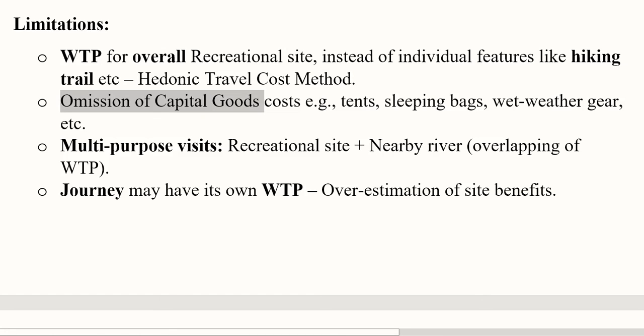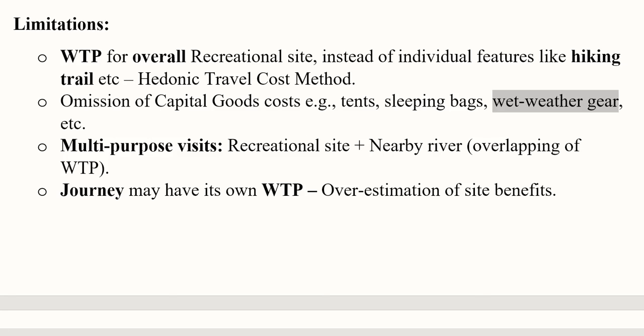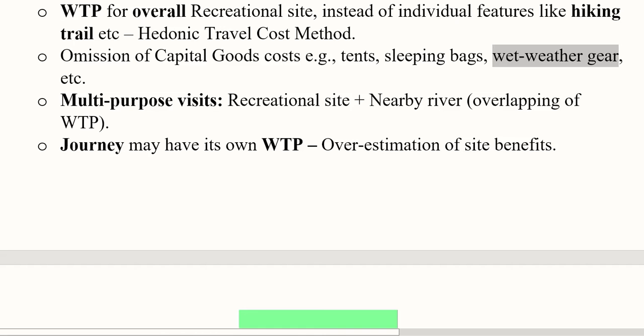And the omission of the capital goods cost is also common, because when people travel, they take quite a bit of luggage with them. For example, tents and sleeping bags and wet weather gear, etc. All those things are also taken to that place. So the cost that is incurred in buying those goods or maintaining those capital goods should also be included in the travel cost method, which was not included in our current example.